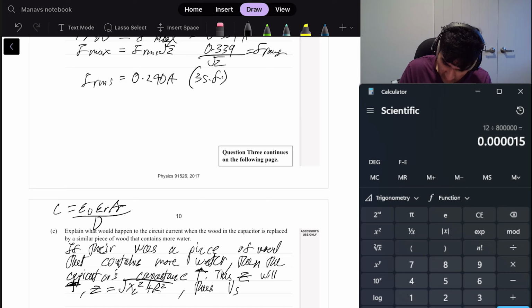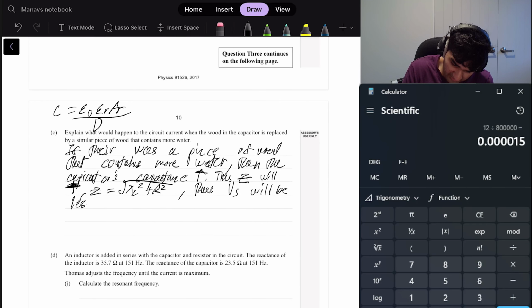Thus Vs will be less in phase with I total.